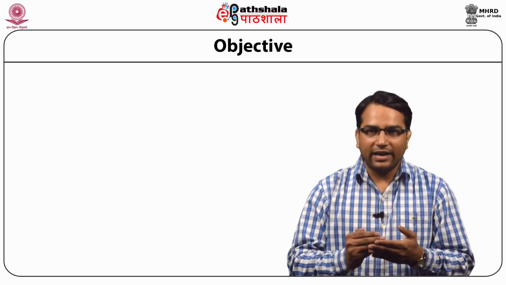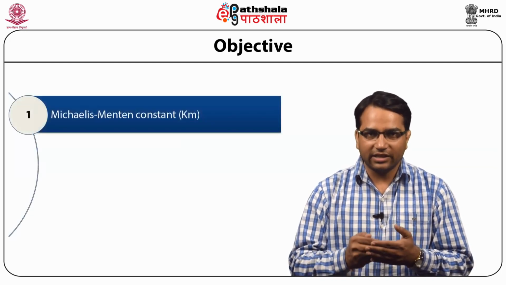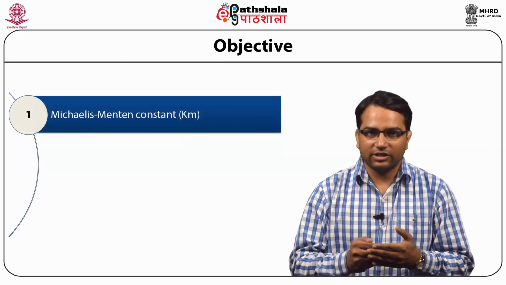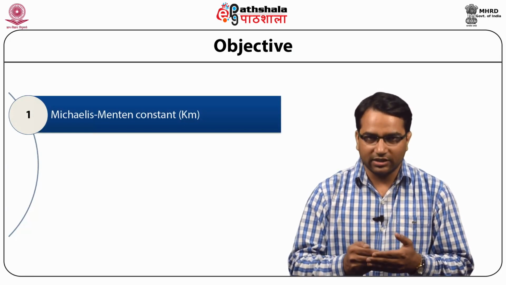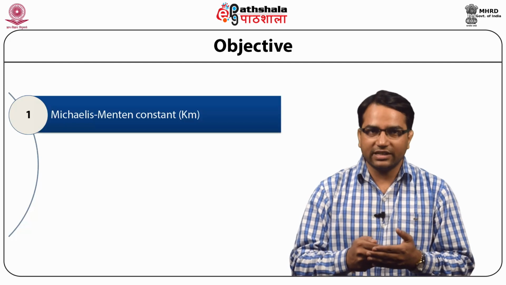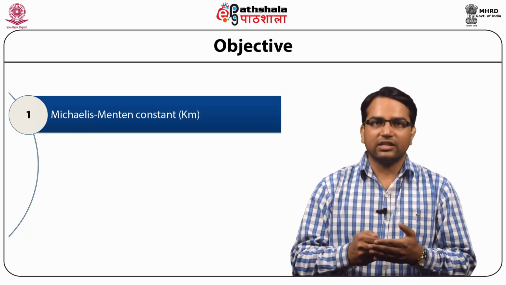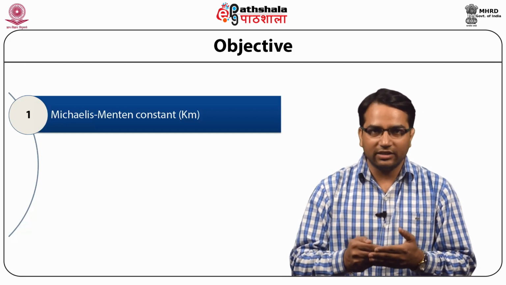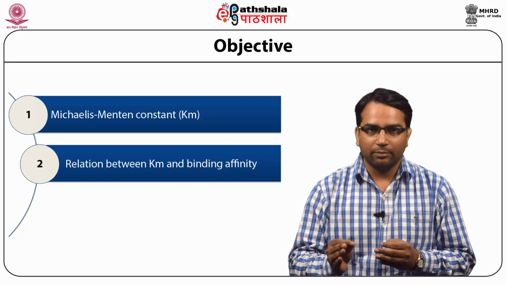As you know, enzyme kinetic parameters consist of the Michaelis-Menten constant, maximum velocity, turnover number and specificity constant. In this module we will discuss the Michaelis-Menten constant. We will also discuss how this Michaelis-Menten constant is associated with the binding affinity of the substrate with the enzyme.